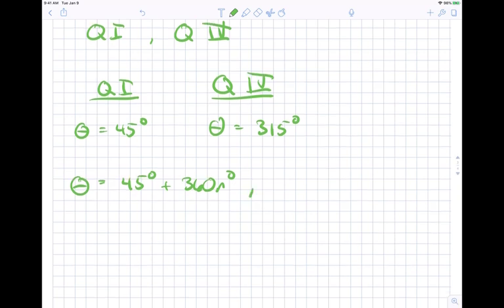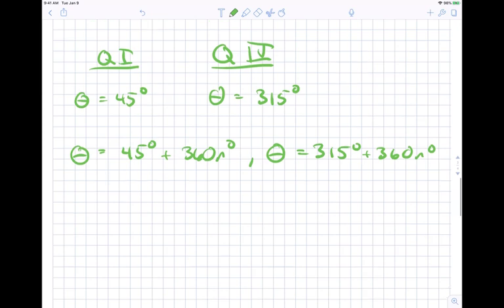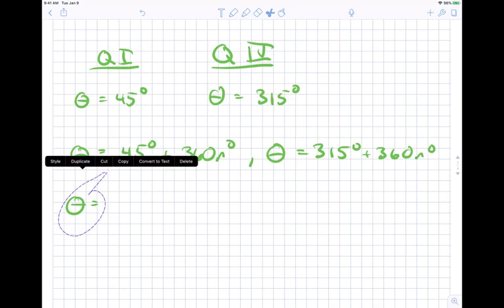If we want all the quadrant 4 solutions, can you tell me the quadrant 4 solutions? 315 plus 360 n degrees. Does that make sense? So let's go ahead and convert this to radians. Wait, before we do that really quickly, it also asks us to find 8 solutions, right? So let's just find 4 from each.